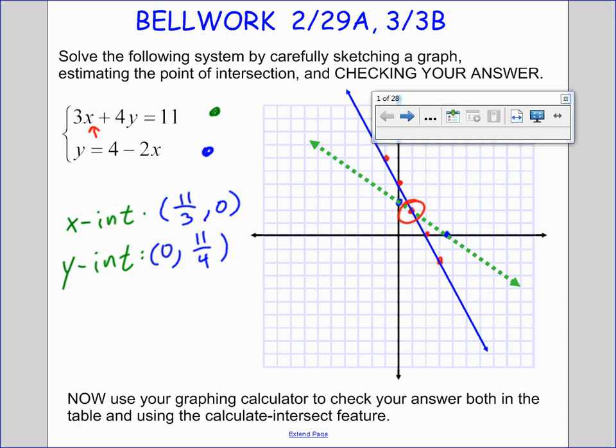So we've got check with the table and the grapher. We've got plug the x and y into the equation. What's the third way we could use to check? Andrew? Second calc intersect. Second calculate intersect.